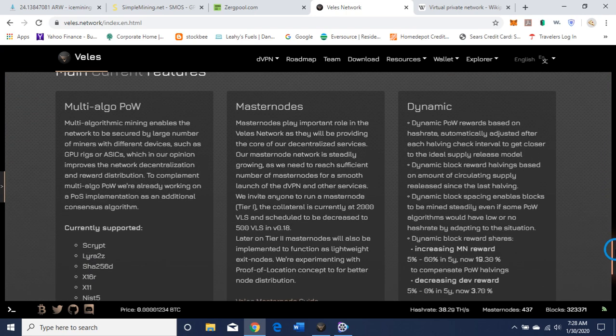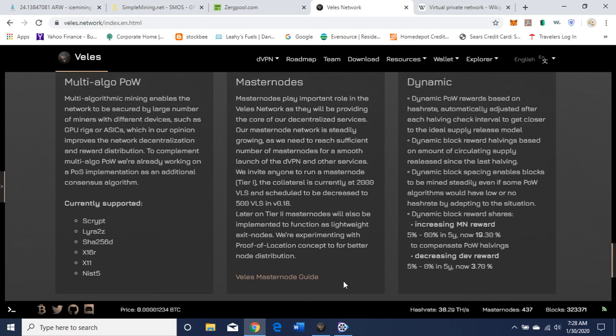The main currency feature, proof of work, multi-algorithmic mining enables the network to be secured by a large number of miners with different devices such as GPU rigs or ASICs, which in our opinion improves the network decentralization and reward distribution. To complement multi-algo proof of work, we're already working on a proof of stake implementation as an additional consensus algorithm.